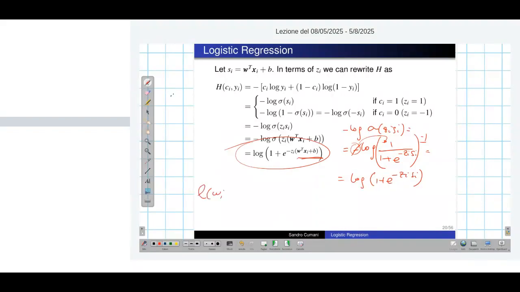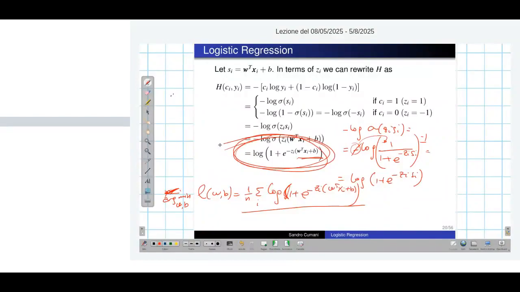Our objective function is minimizing, let's put 1 over n, the sum of the cross entropy. So minimizing these terms here, the average log loss. This is called log loss. So it's an average of these terms, each computed for one sample.